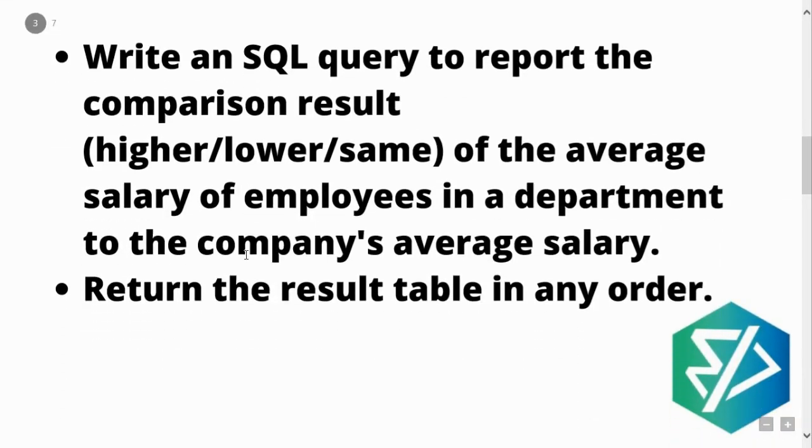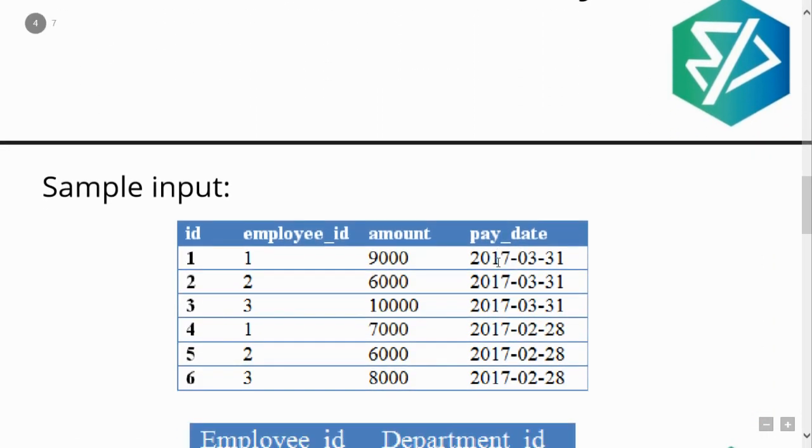Write an SQL query to report the comparison result, which is higher, lower, or same, of the average salary of employees in a department to the company's average salary. Return the result table in any order. We will better understand this question with the help of an example.